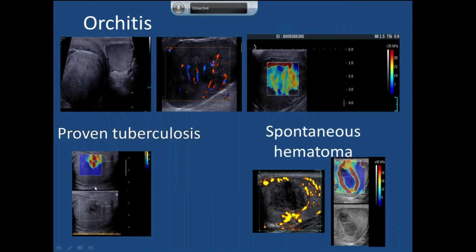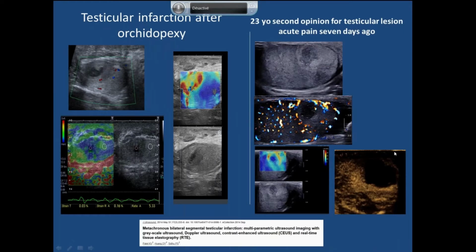Tuberculosis, it is a proven tuberculosis with high stiffness value. And in case of spontaneous hematoma, the compressed parenchyma may increase the stiffness. There is a rim-like pattern with increased stiffness corresponding to the compressed parenchyma. Infarction also, and it has always been shown in several studies, may also increase the stiffness.